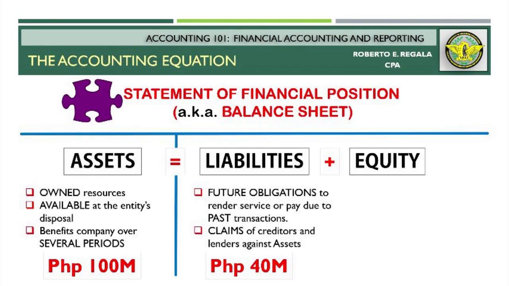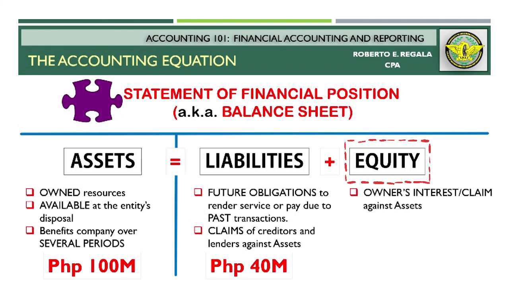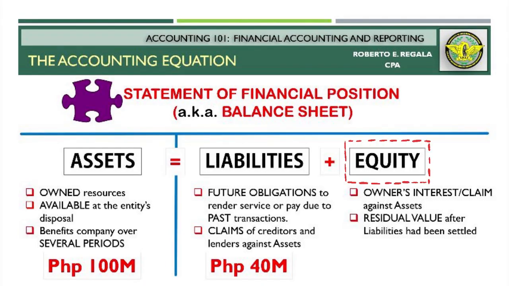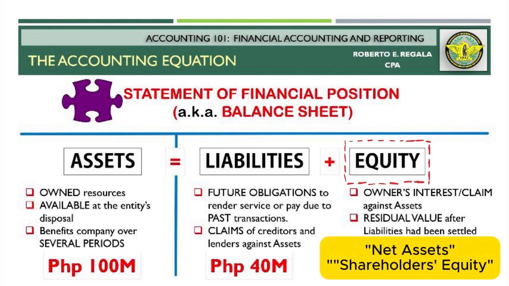The third and final element of the accounting equation, also found on the right side with liabilities, is equity. Equity represents the ownership interest in an entity after all liabilities have been subtracted from its assets. It reflects the residual value that belongs to the owners or shareholders and is often referred to as net assets or shareholders' equity in corporate contexts.